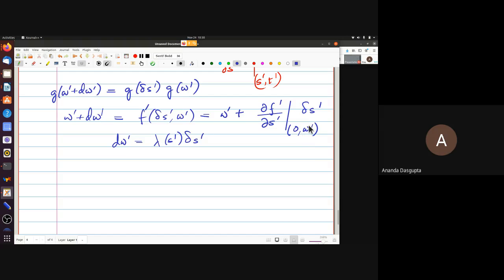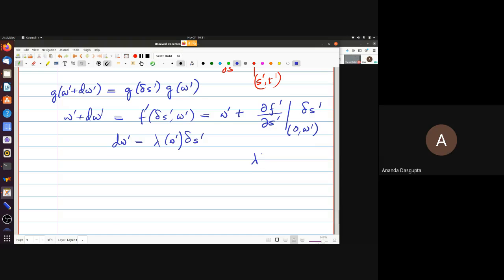Wait a minute. I messed up. This is wrong, of course. Can you see why this is wrong? What will this quantity depend upon? W prime. Right. It's a function of W prime. So lambda is some function which is just this first derivative, evaluated at W prime. Okay, so this is what you get for dW prime.